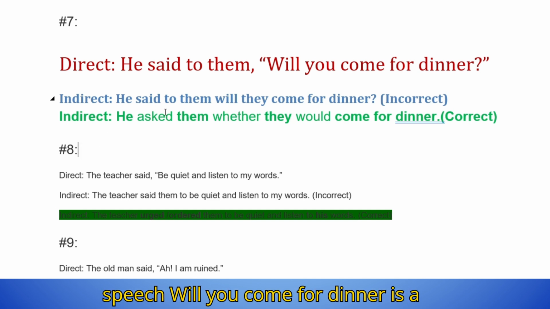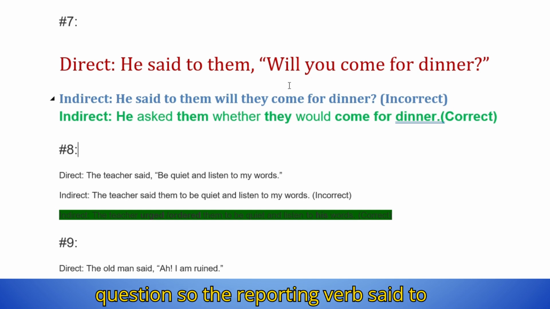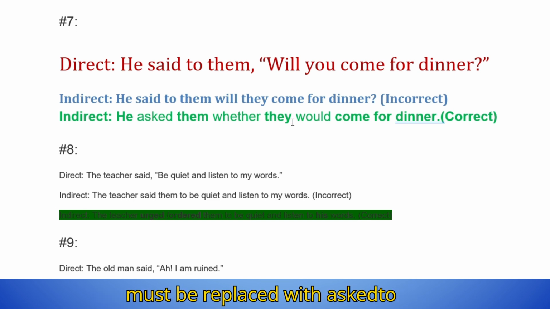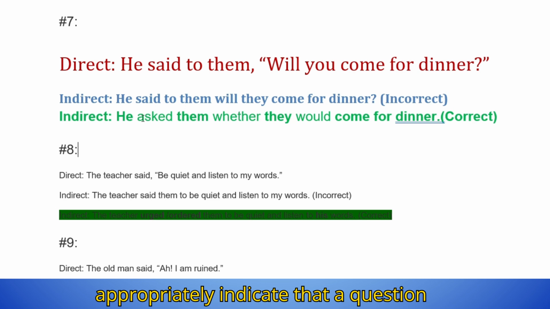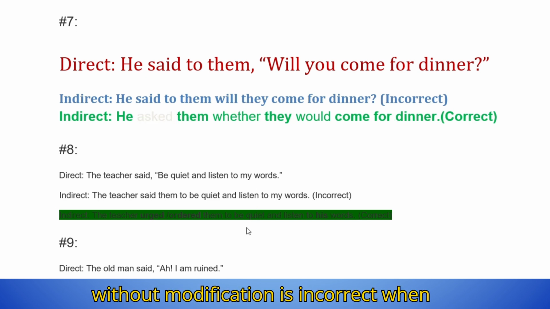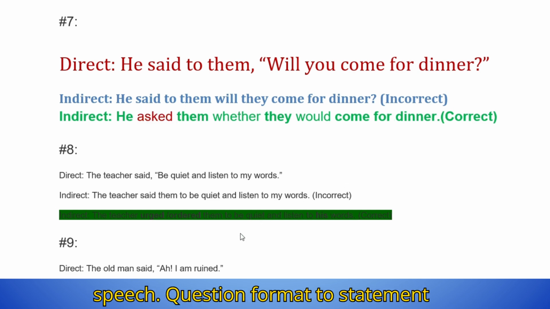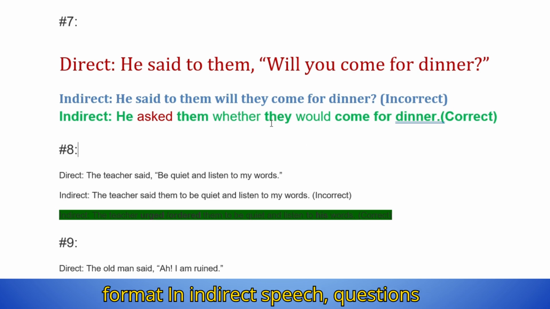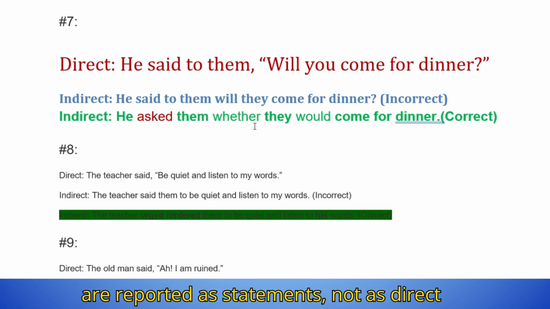In direct speech, "Will you come for dinner?" is a question, so the reporting verb "said to" must be replaced with "asked" to appropriately indicate that a question was being asked. Using "said to" without modification is incorrect when converting a question into indirect speech. Question format to statement format: in indirect speech, questions are reported as statements, not as direct questions.